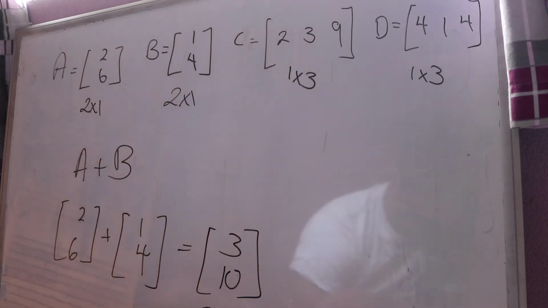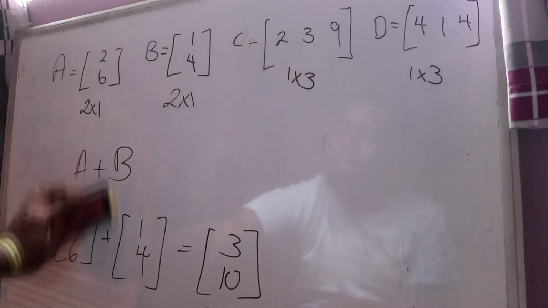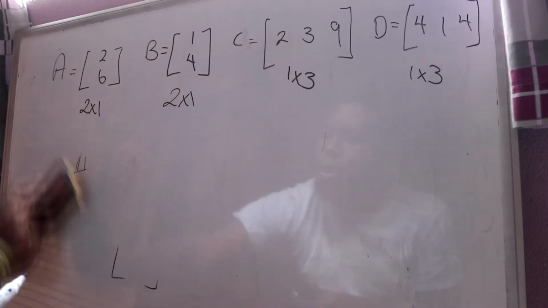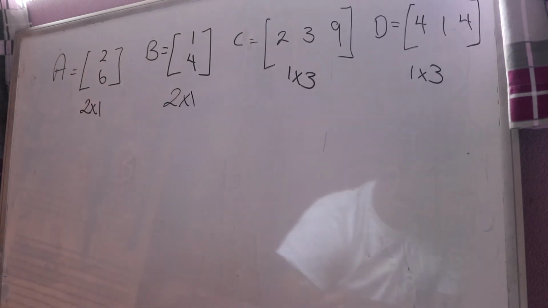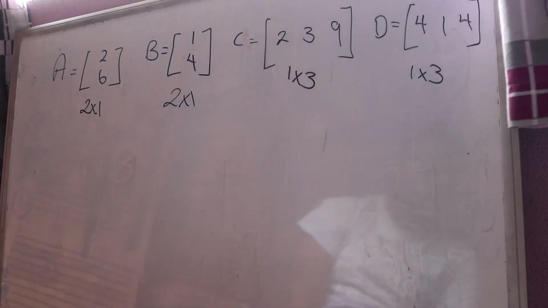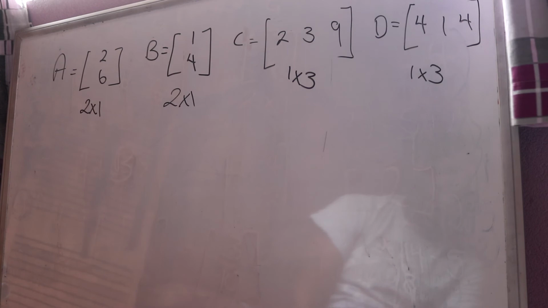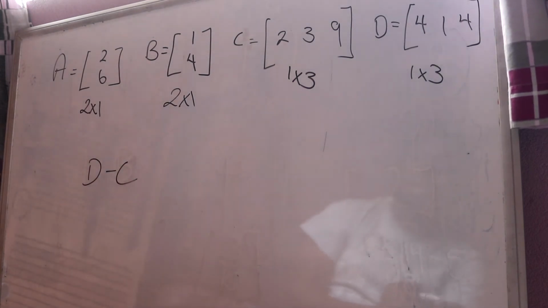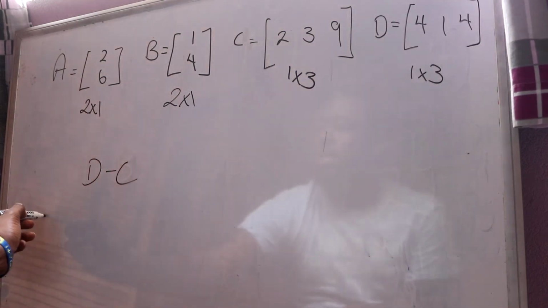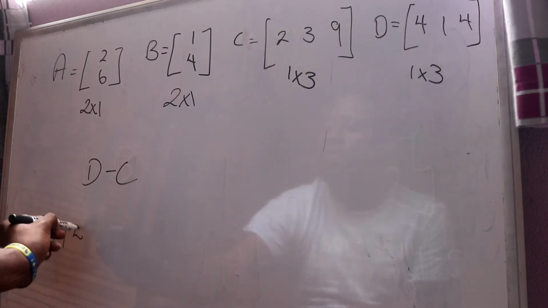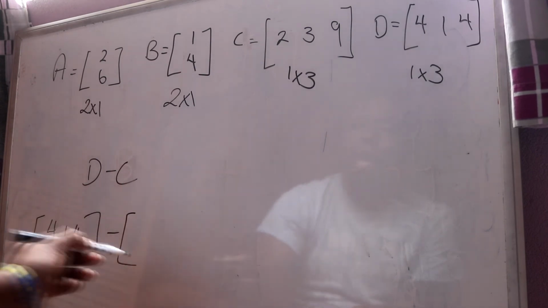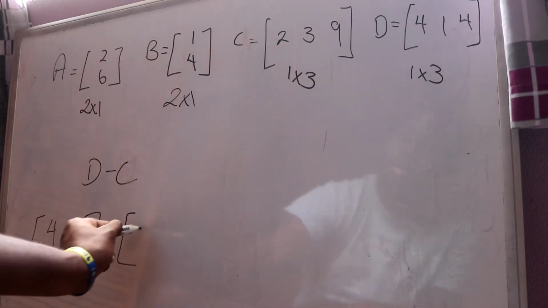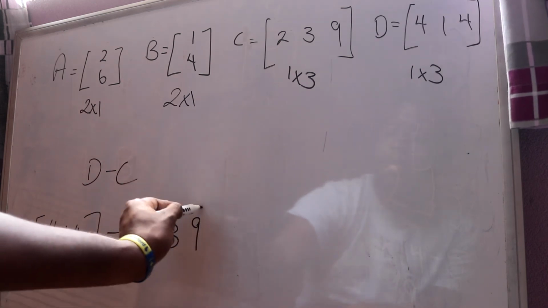Subtracting matrices goes the same way. So remember to make notes as we go along. Let's try to subtract matrix C from matrix D. So we have matrix D and we're subtracting C from it. Matrix D is 4, 1, 4, and matrix C is 2, 3, 9. Whoops, sorry. 2, 3, 9.